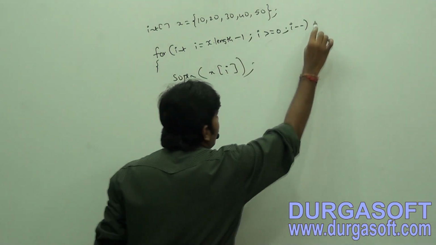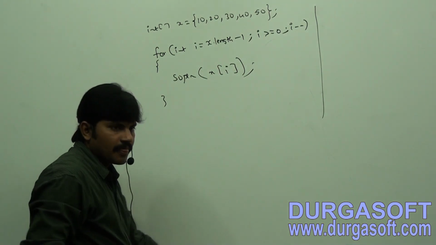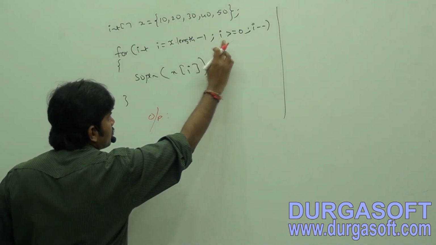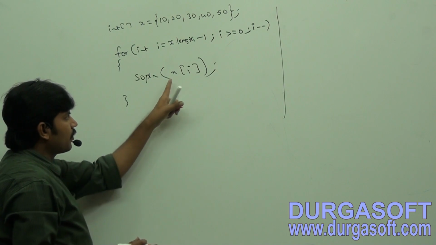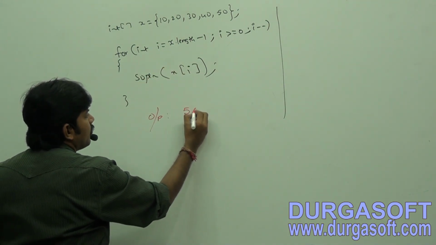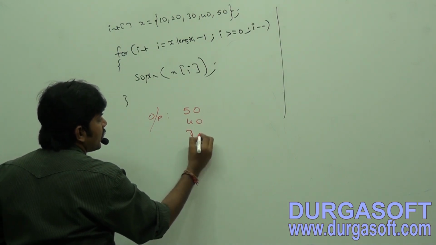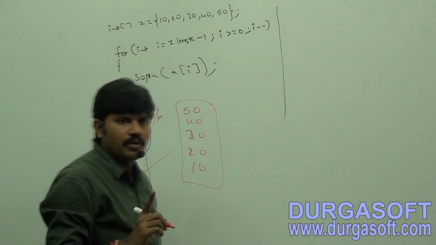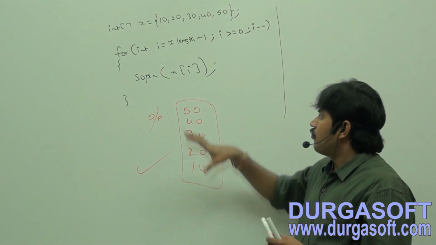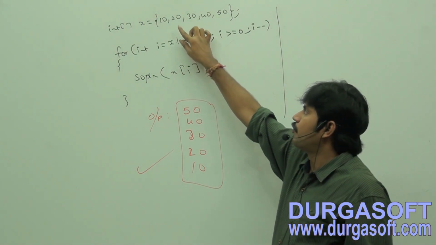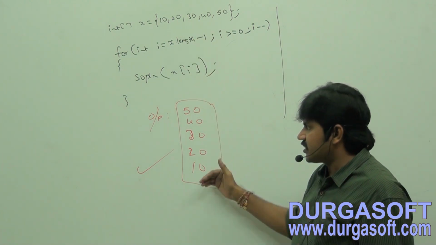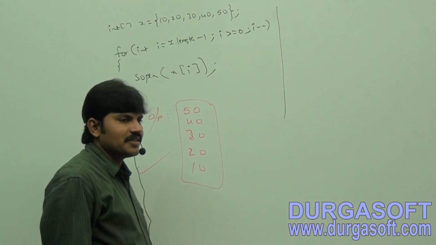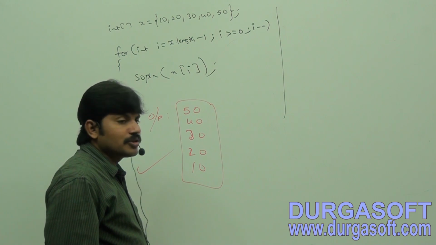Can you tell what answer we get by default in this case? First time 4 is greater than or equal to 0, so print x[4], which is 50, then 40, 30, 20, 10. Sir, in reverse order I want to print array elements. Can you write an equivalent for each loop for this?